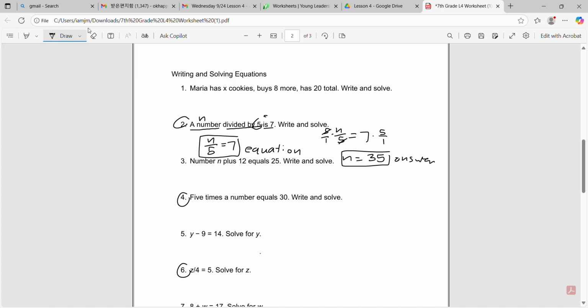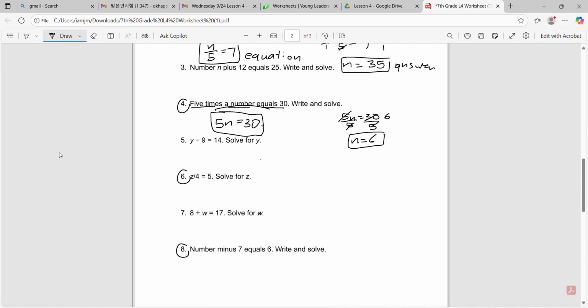Moving on to our next question. Number 4. 5 times a number equals 30. There's our equation. Now let's solve it. 5n equals 30. The opposite of multiplication is division. So we'll divide. N equals 5 goes into 30 6 times. So we get n equals 6. Nice.